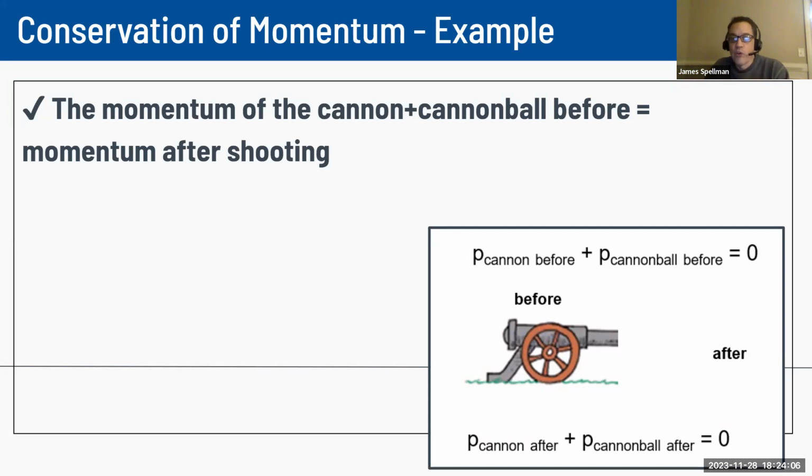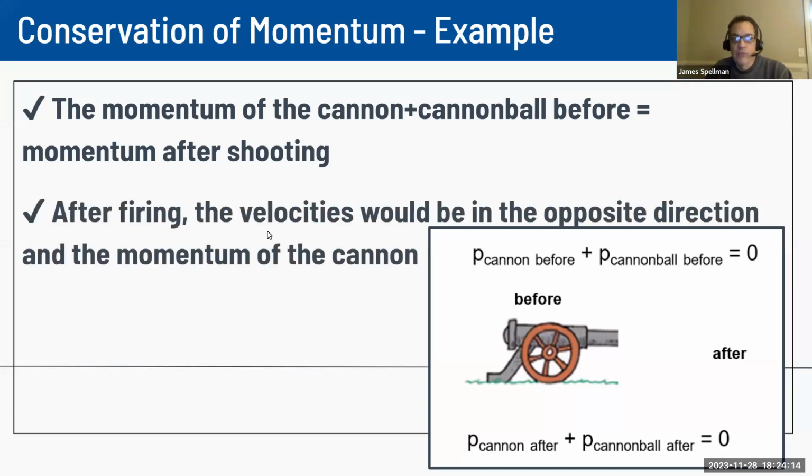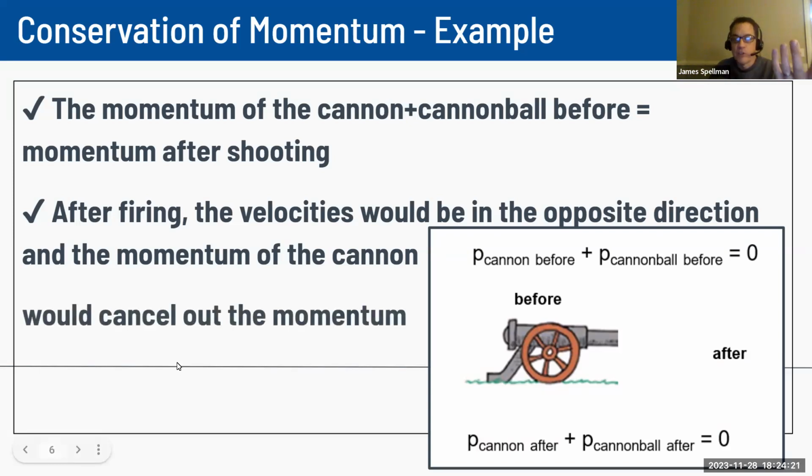The way that this is drawn, the cannon would go to the left. That would be a negative velocity. The ball would go to the right. That would be a positive velocity. And so after firing, since the velocities are going in opposite directions, the momentum of the cannon would end up canceling out the momentum of the cannonball.